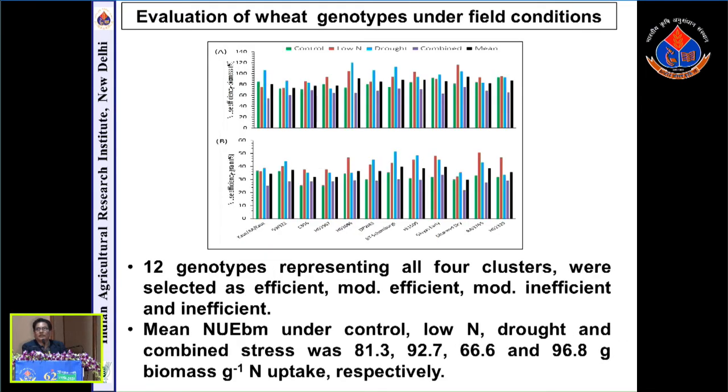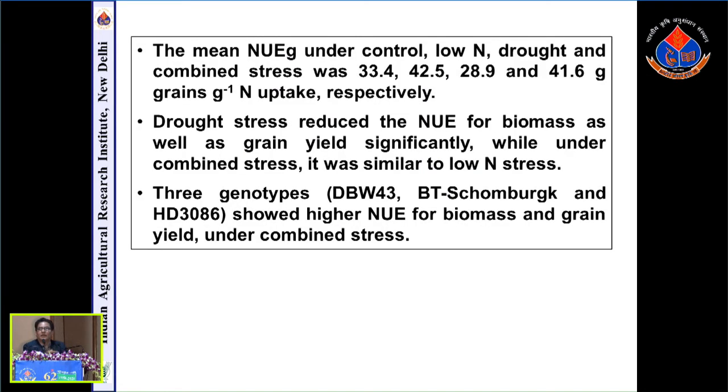Then this is the data on the wheat evaluation. Twelve genotypes representing all four clusters were selected as efficient, moderately efficient, moderately inefficient, as well as inefficient. And the mean value of the nitrogen efficiency for biomass under the control and all the treatments ranged from 66 to 96 grams per gram biomass. Similarly, the nitrogen use efficiency for the grain yield also varies from 28 to 42 grams per gram.